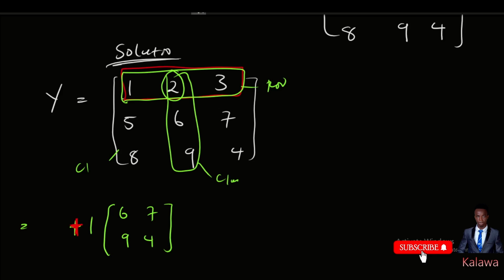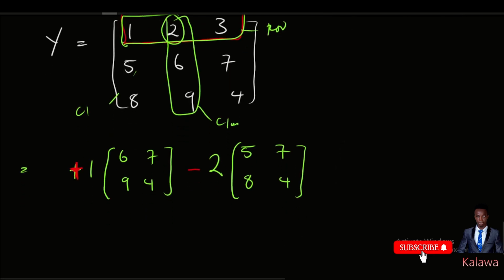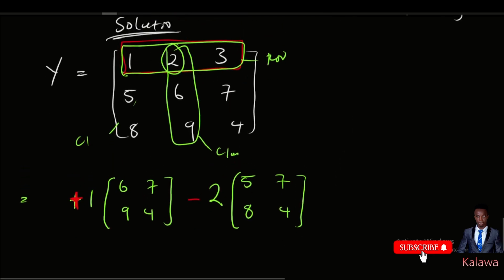And also take note of the sign. So if here is minus, then 2 now is going to be minus 2 into, then we take the minus out. What is the minor? The one that 2 is neither connected to by row nor column. So the minor here is going to be 5, 7, 8, and 4. So this is the minor. Alright? So we'll move again to 3.